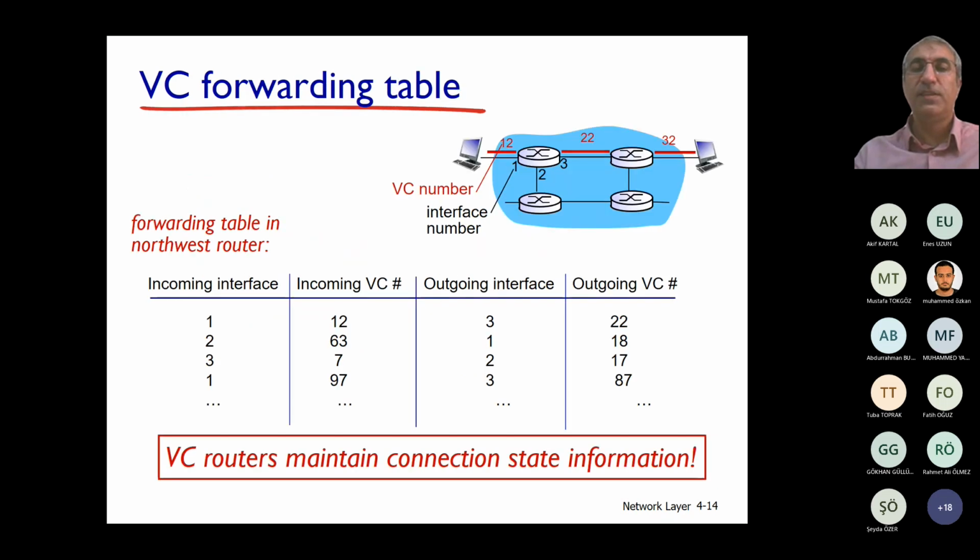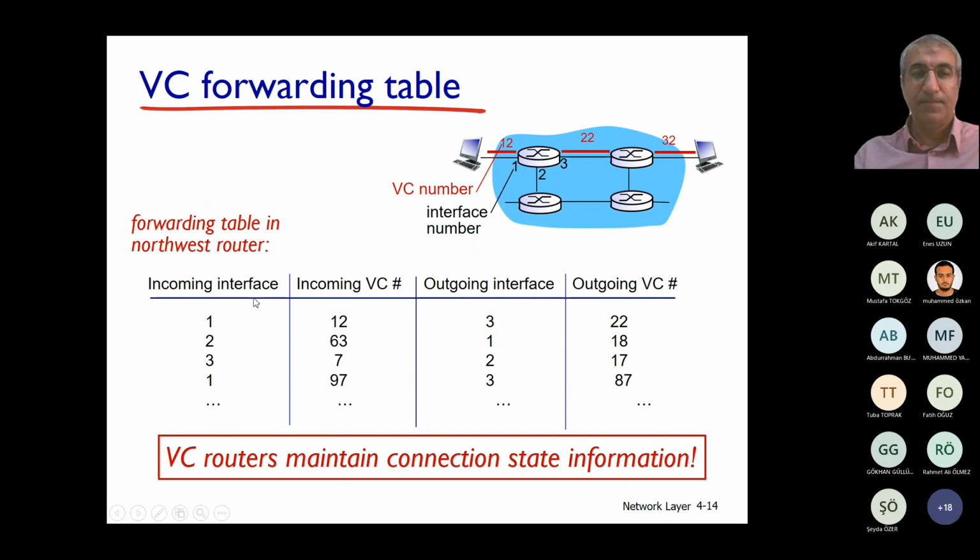This new VC number comes from the forwarding table. Let's look at the VC forwarding table. As you see, we have a packet from this source to this destination, and a specific path that is set up. Each link has a different VC number. This one has 12, this one has 22, and this link has a VC number of 32. And these are the interface numbers of routers 1, 2, 3.